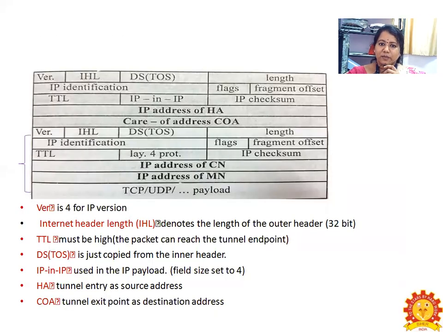Next, it is the data format for the IP in IP encapsulation. So here it contains the version and IHL, which is the internet header length, followed by the DS ToS, which is copied from the inner header. At last, it is followed by the length. TTL, which is the time to live, must be high here. DS ToS is just copied from the inner header. For IP in IP, which is used in the IP payload, the field is set to 4.